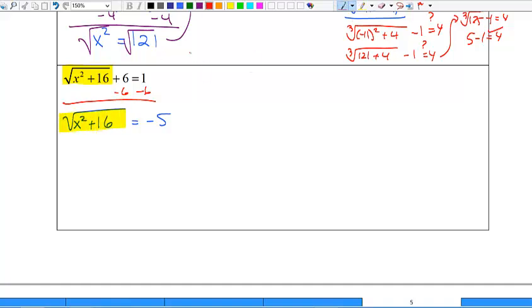Step 2 says to raise both sides to the index. Well, my little index here is a 2, so I'm going to raise both sides to the 2 so that the square and the square root can undo each other, and I'm just left with the inside radicand. Negative 5 squared, notice I'm multiplying negative 5 times negative 5, which is positive 25.